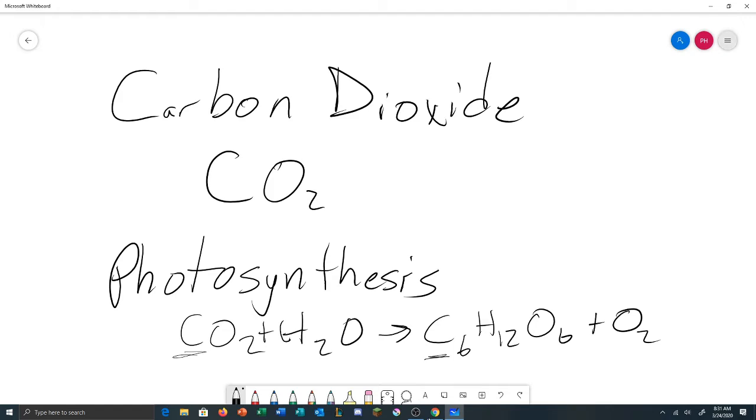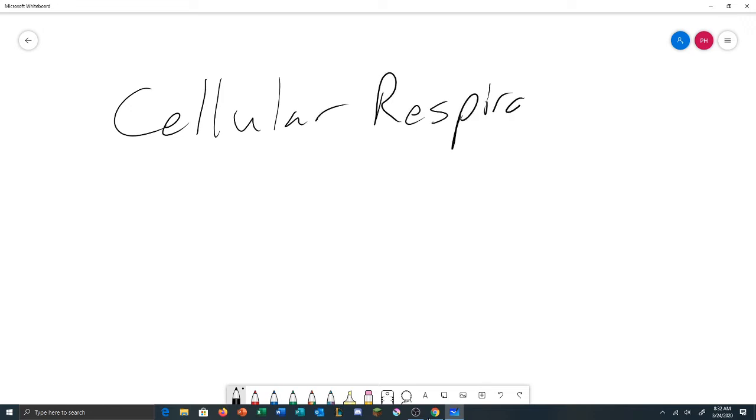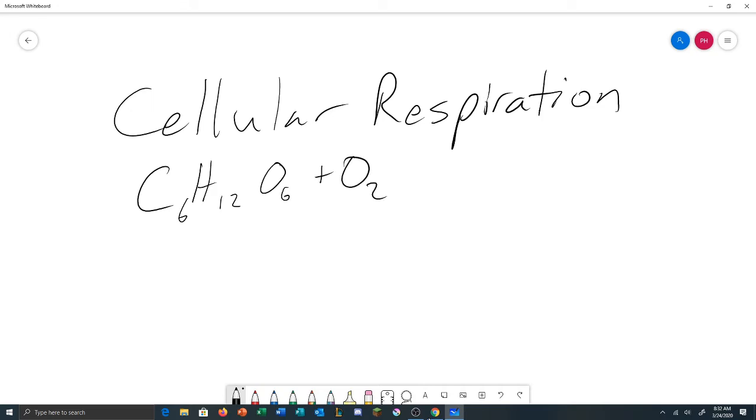Now, if you're to turn that around and turn to cellular respiration, you would get your sugar and your oxygen that cells take in, like the cells in our body. Think, we breathe in oxygen, we use sugar, and that gets turned into carbon dioxide. We breathe out carbon dioxide and water. Water is a byproduct of us doing cellular respiration.